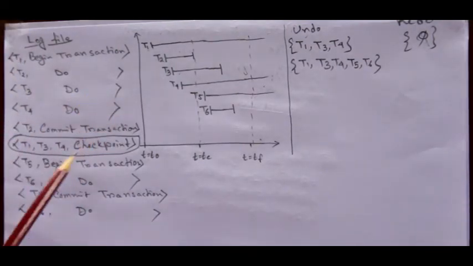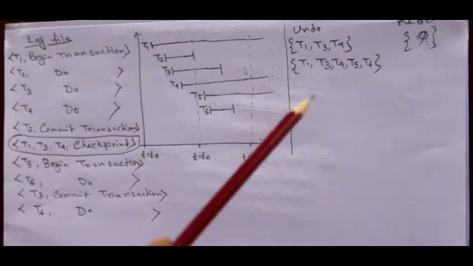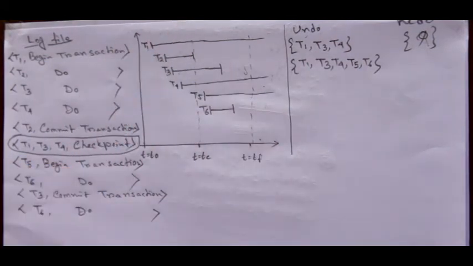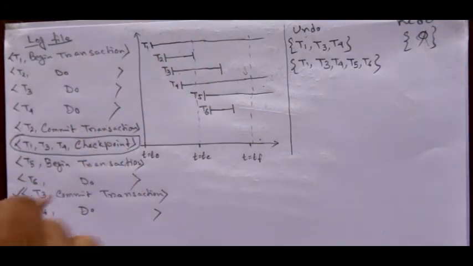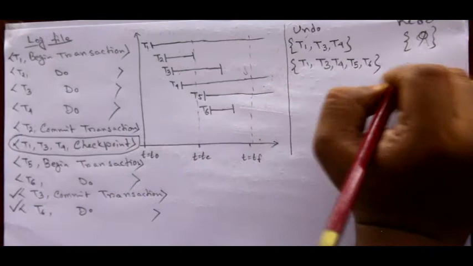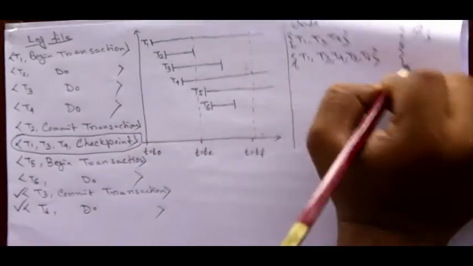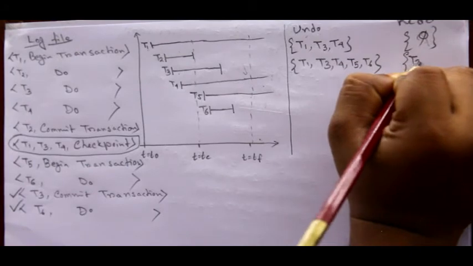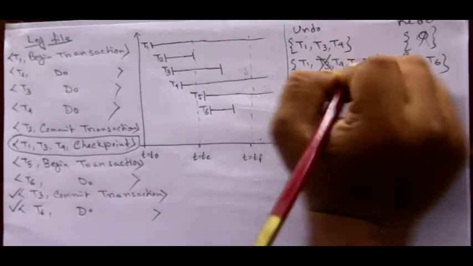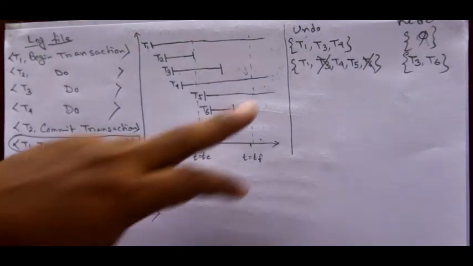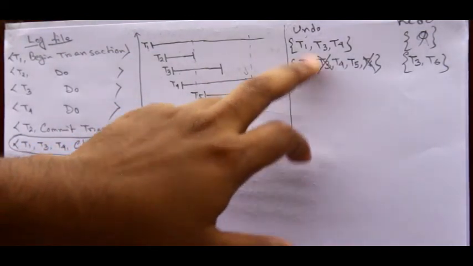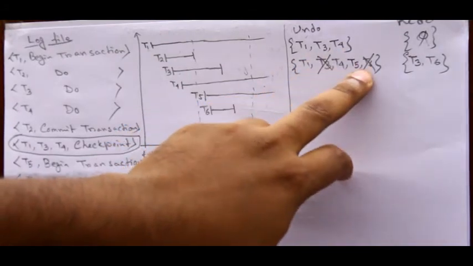Next, if any commit transaction has occurred, then add them to the redo set and eliminate them from the undo set. So you can check that transactions T3 and T6 committed their transactions, so we have to add them to the redo set, that is T3 and T6, and eliminate them from the undo set because they have successfully executed their transaction before system failure. So now you can see that there are 3 transactions in the undo set, that is T1, T4 and T5.